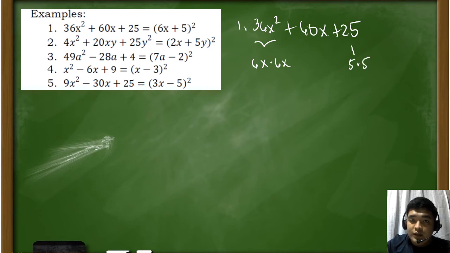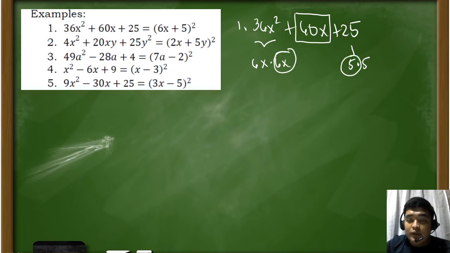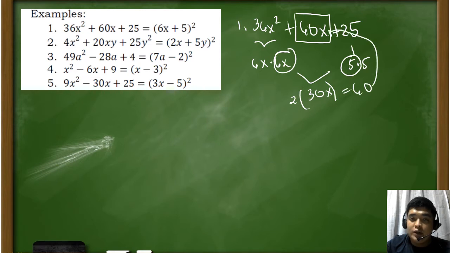Okay, let's check. The middle term should be, if we multiply 6x and 5, that is 30x. Right? Then it should be twice that. Twice 30x is 60x. So therefore this is a perfect square trinomial. The factor of this one is just the square root of the first term, that is 6x, and plus, and the square root of 25 is 5.